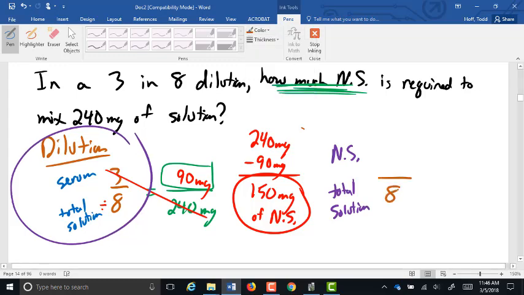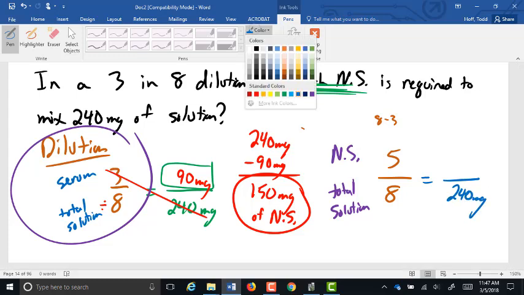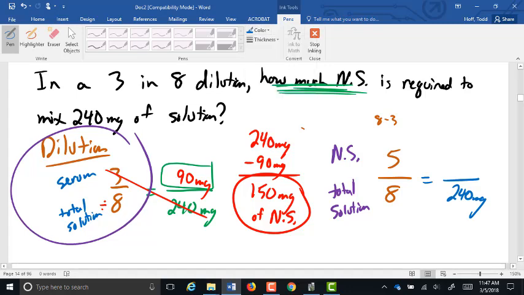There's still 8 parts total. If 3 of those parts were serum, 8 minus 3, or 5 of those parts, is saline. And now we can go ahead and set it up with 240 milligrams total. We can cross multiply and divide. 5 times 240 divided by 8 is 150 milligrams of saline. So we get the same result either way.